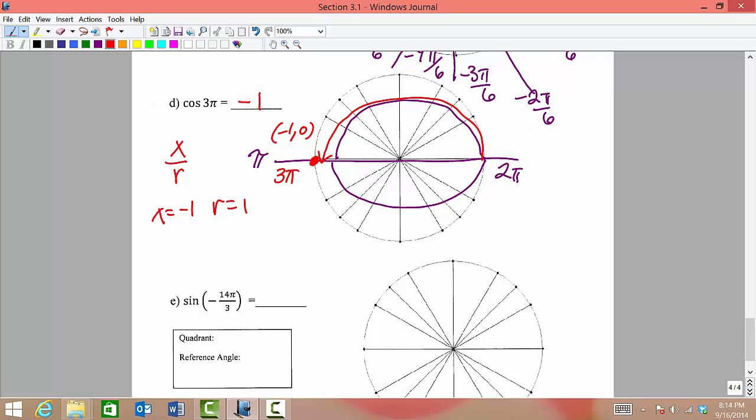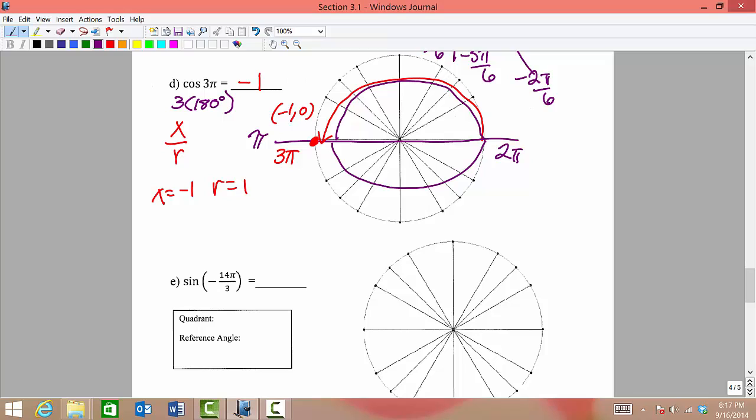So cosine of 3 pi is a quadrantal angle. We use the point that lays on the terminal side. We know our x, we know our y, and we know the r. X over r, we get our cosine value of 3 pi. We can also convert from radians to degrees here. So 3 times pi, of course that would be 3 times 180 degrees, and that would be equal to 540 degrees. So we can always convert to degrees and then find our angle, graph our angle, and then find the point on the terminal side and find cosine from that.